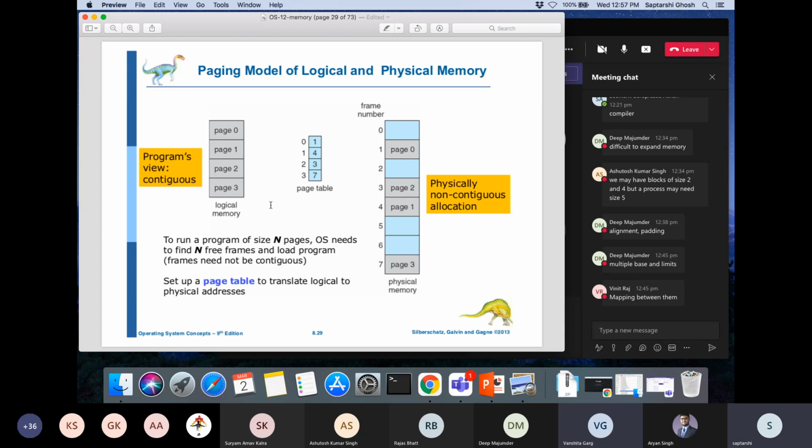So let me end the class with one question. What good points are you seeing with this scheme? Is this requirement met, that logical addresses start from 0, from the user's or programmer's point of view? I will assume that memory starts from 0. Is this satisfied?